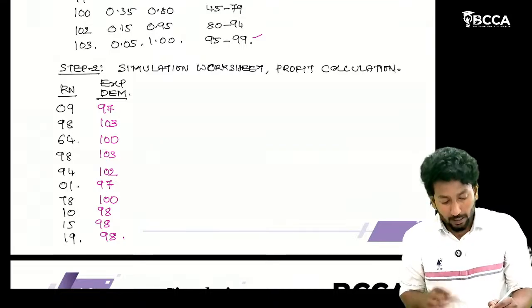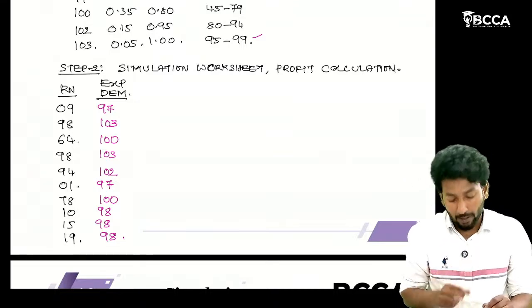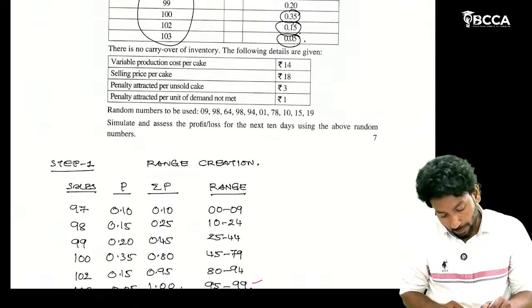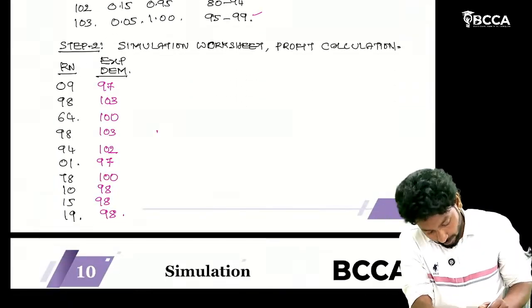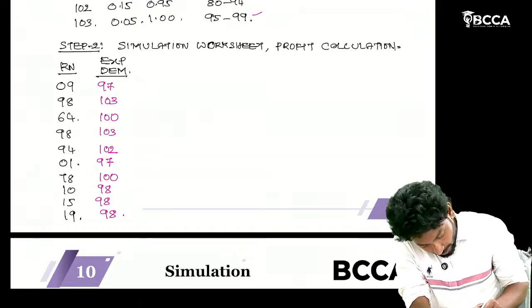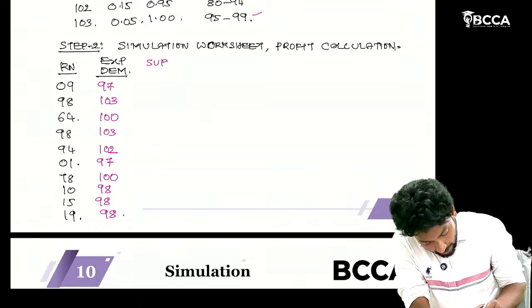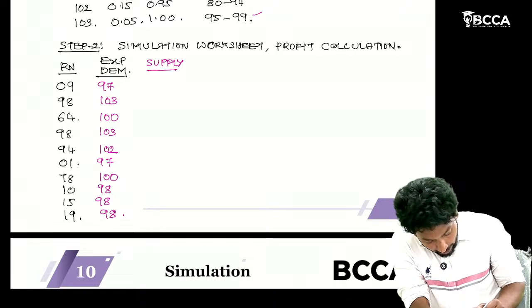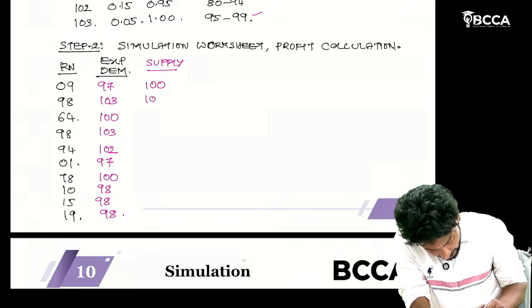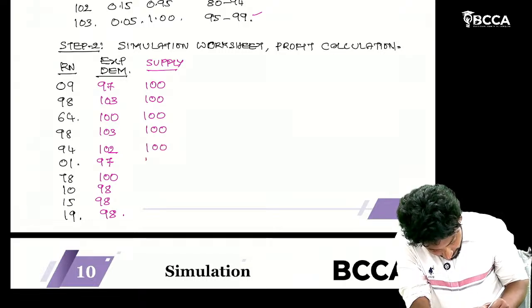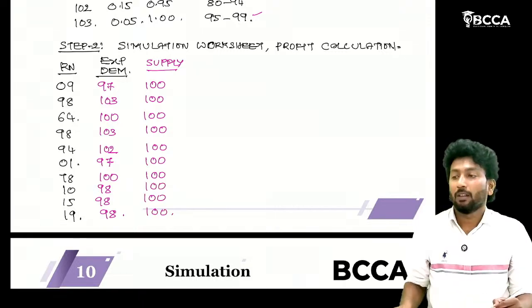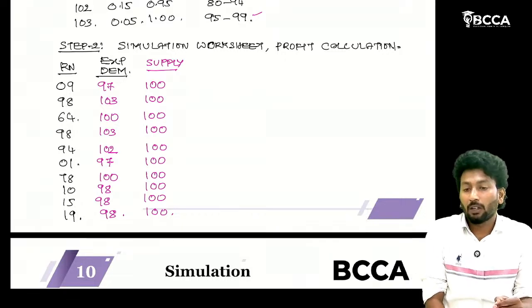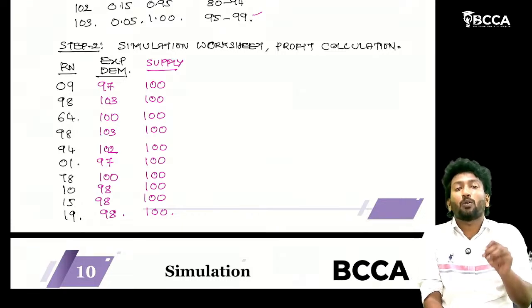Next, for calculation, the supply on each day. Each day supply is 100 units only. Each day they will be producing 100 units.